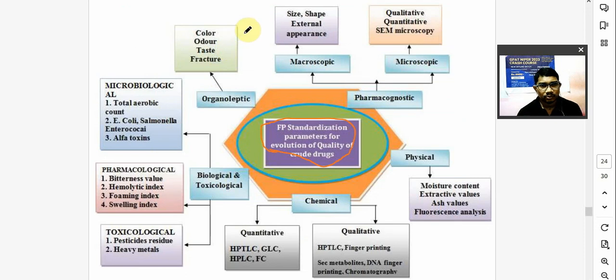Color, odor, taste and fracture. जैसे authentic drug जो होता है जिंजर, उसका कलर कैसा होना चाहिए? It should be a pale grey color. टेक्सचर कैसा होना है, फ्रैक्चर कैसा होना चाहिए.